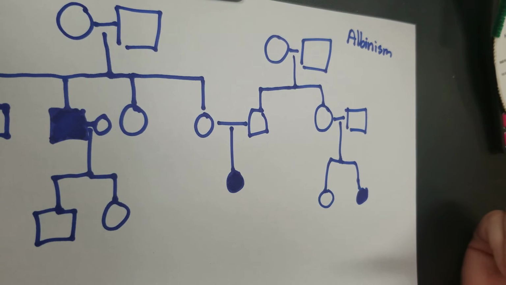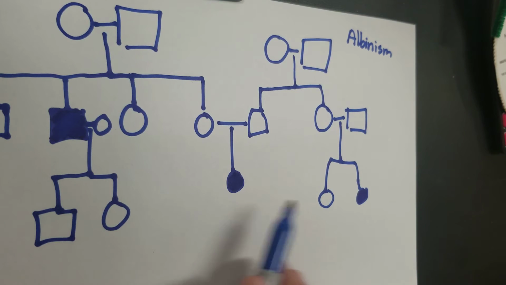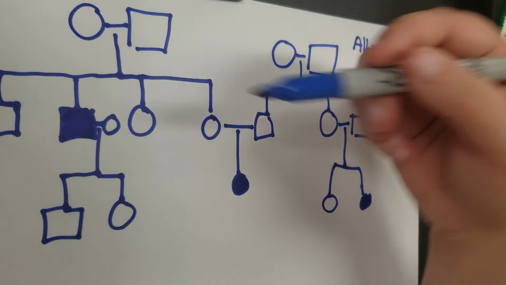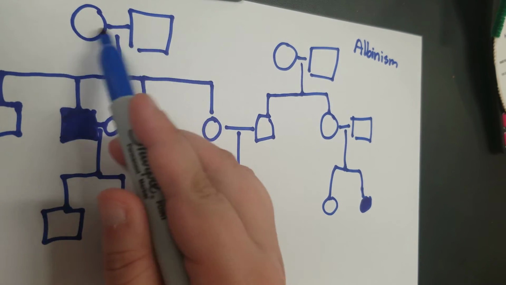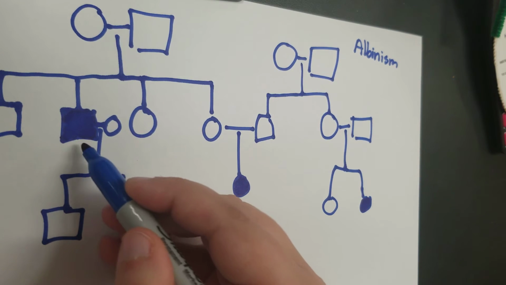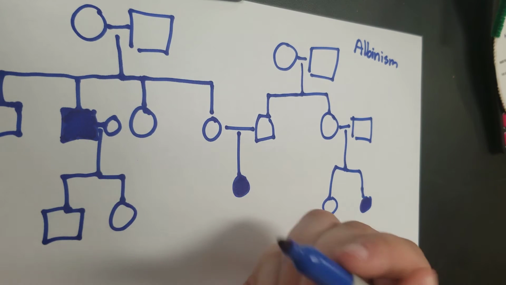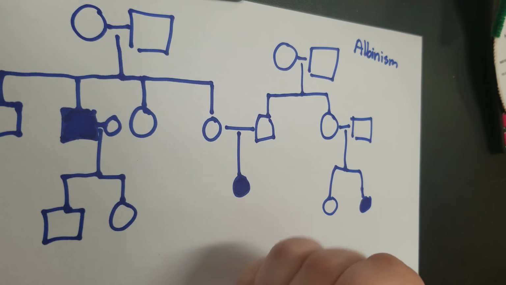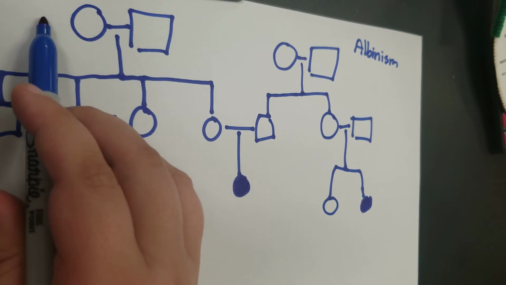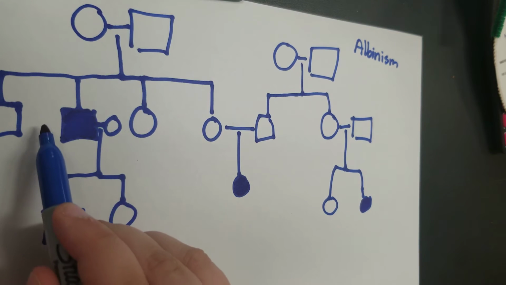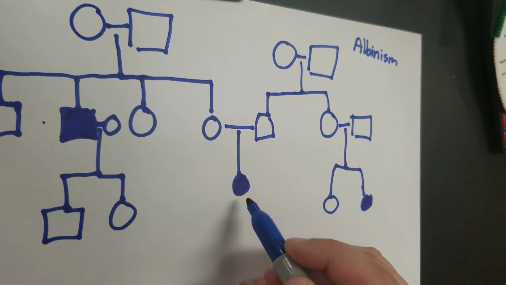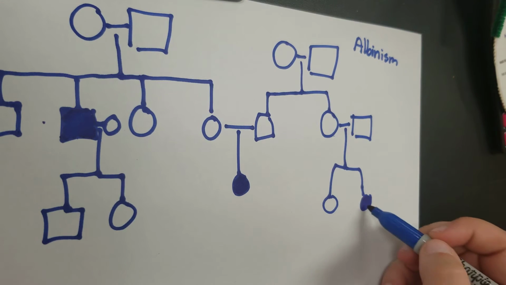We can see here that there's only 3 people that have albinism. When you have an instance of 2 people who are not shaded in have a child who is shaded in, that is a recessive trait. We refer to this as skipping a generation. It did not show up in this parent's generation, but it showed up here. Did not show up in this parent's generation, but it showed up here. And same on this end.